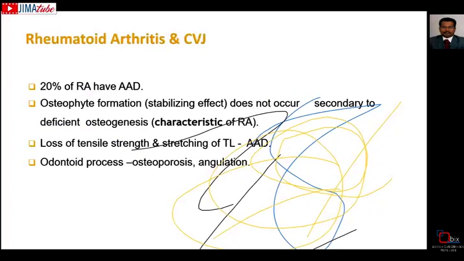Rheumatoid arthritis and CVJ anomaly. 20% of rheumatoid arthritis patients have atlantoaxial dislocation. Osteophytic formation does not occur secondary to deficient osteogenesis, which is characteristic of rheumatoid arthritis. Loss of tensile strength and stretching of the transverse ligament occurs in atlantoaxial dislocation.